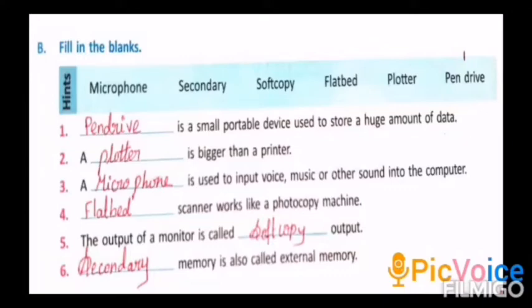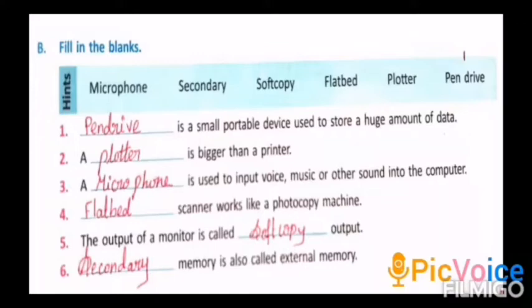First one, dash is a small portable device used to store a huge amount of data. Answer is pen drive. Second one, a dash is bigger than a printer. Answer is plotter.